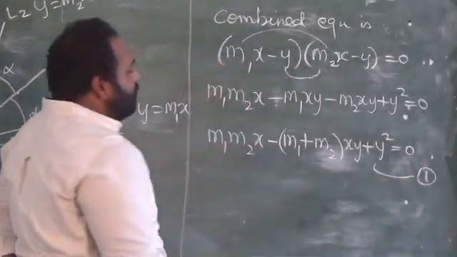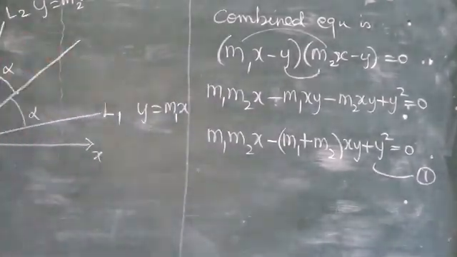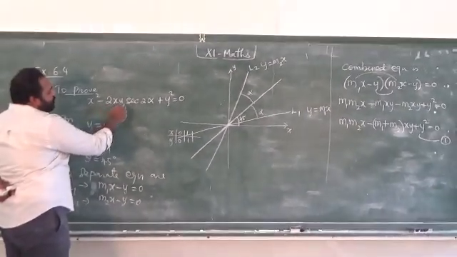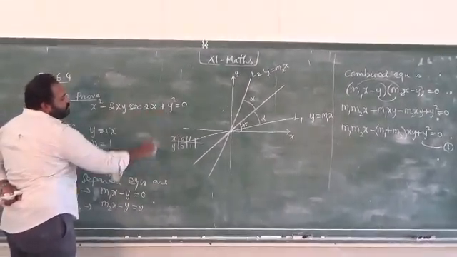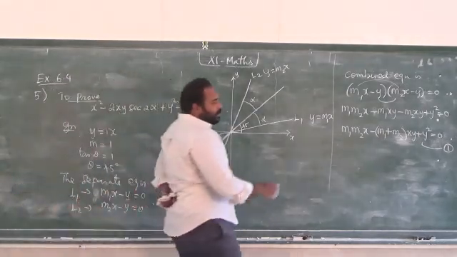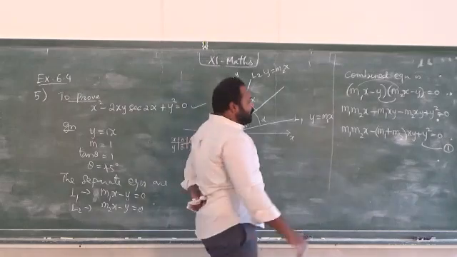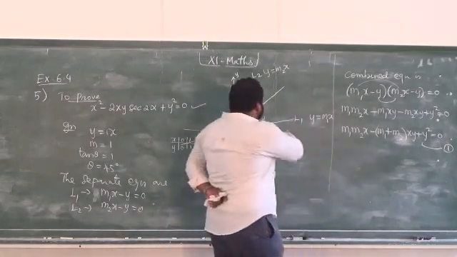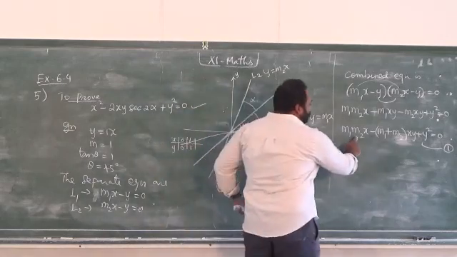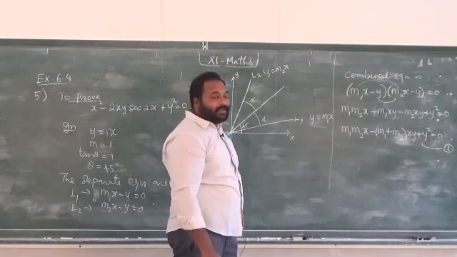Take it as equation 1. Actually this is the required equation, but here we have been given x square 2xy secant 2 alpha plus y square. This is what we have to prove, but here we have m1, m2 values. If you substitute m1, m2 values here, you can get the required answer. So, for applying m1, m2 and m1 plus m2 values, I am going to find out first m1 value and m2 value.